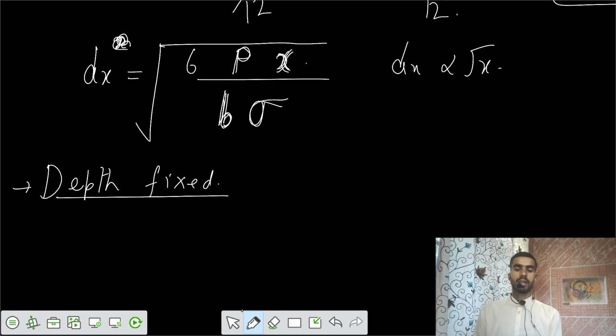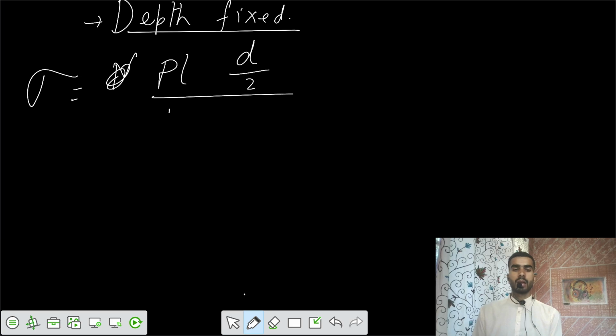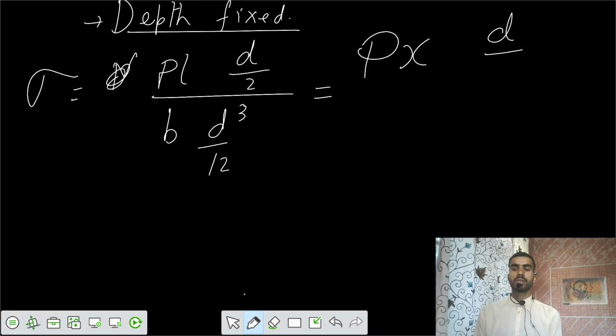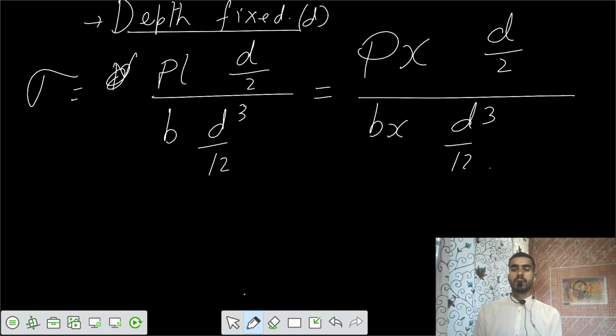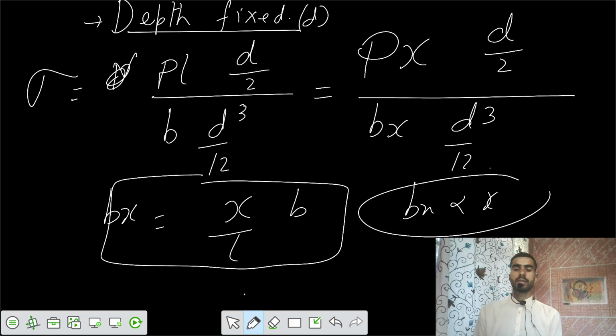If you want to vary the width now, we can say sigma equals M max y max by I, which equals the moment at any x, P x, and the depth we have kept constant, d by 2, and the width is varying now, bx, so d cubed by 12. So we got the equation bx equals x by L into b. So bx is a function of x to the power 1.